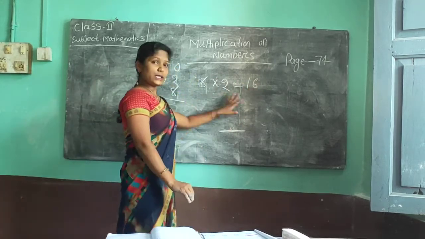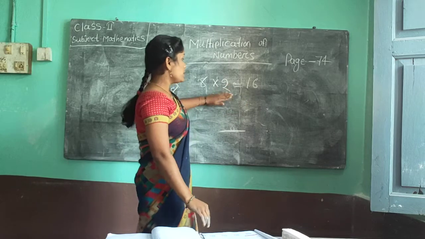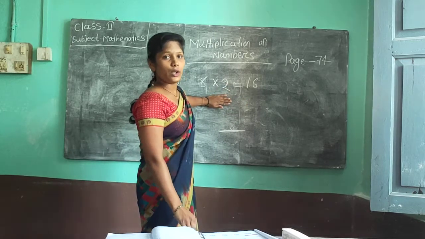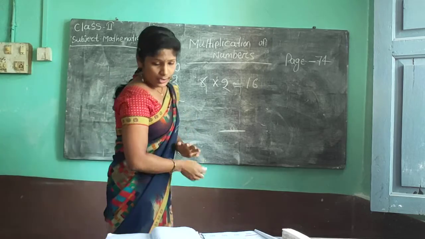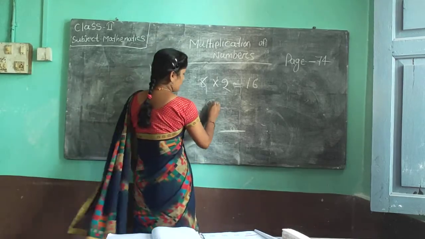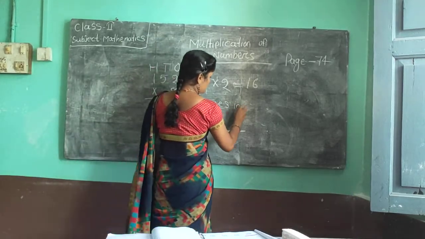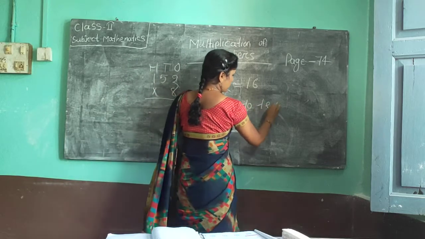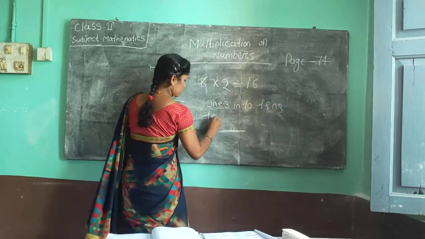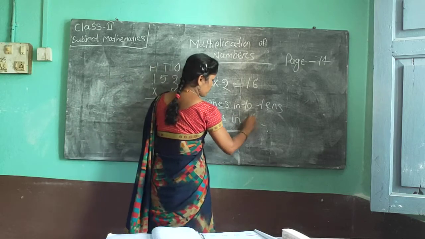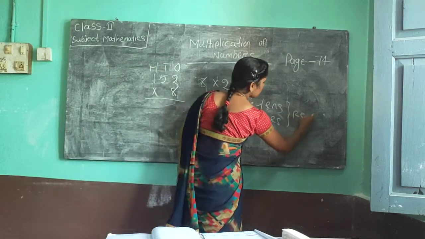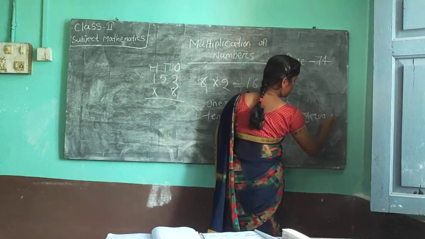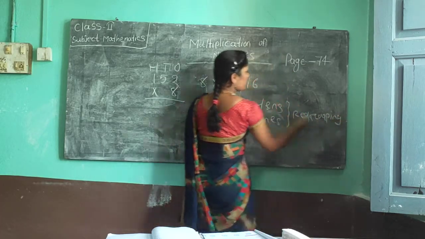8 twos are 16. It is 2 digits, yes or no? So here we'll do regrouping. Okay? So we'll do regrouping. So how to do regrouping? Regrouping means what? 1 ten is 10 ones, 10 ones is 1 ten. This is the regrouping method.